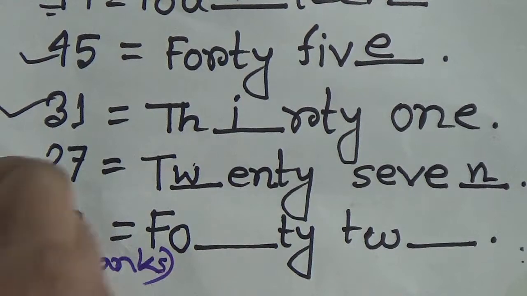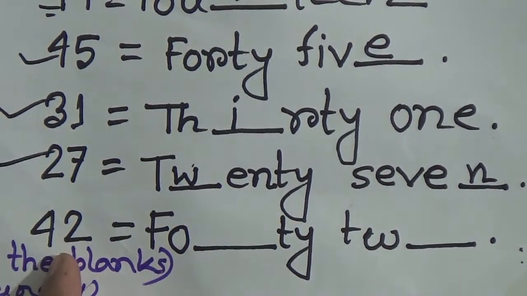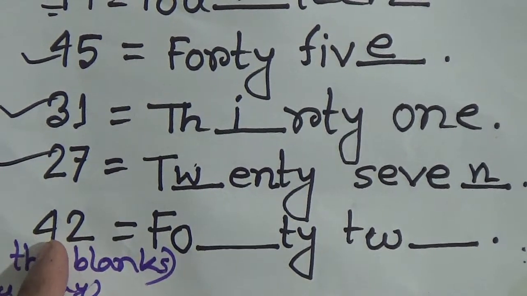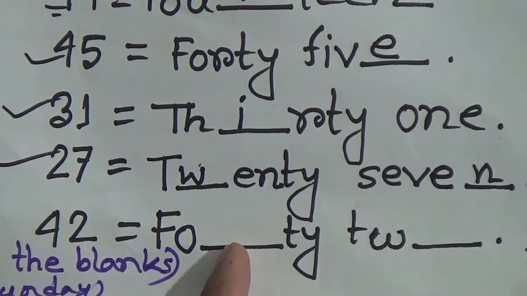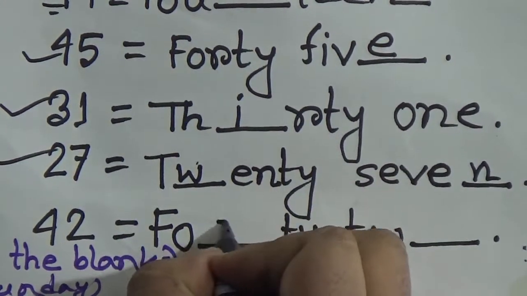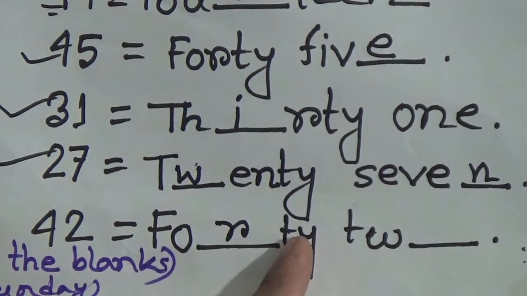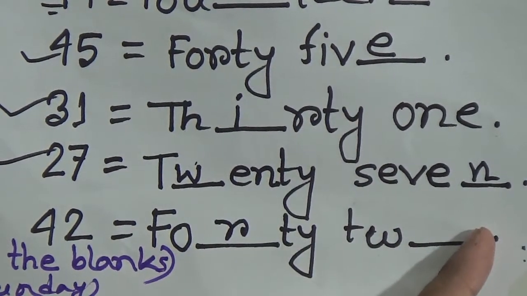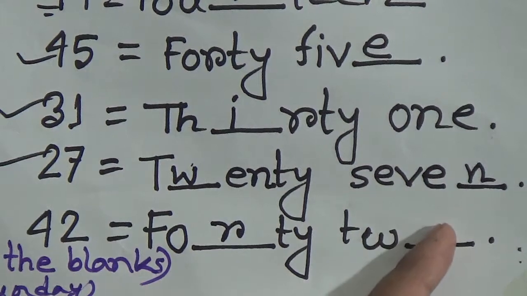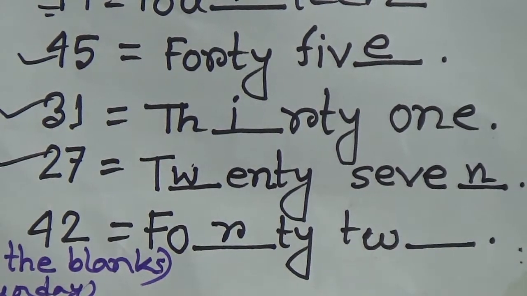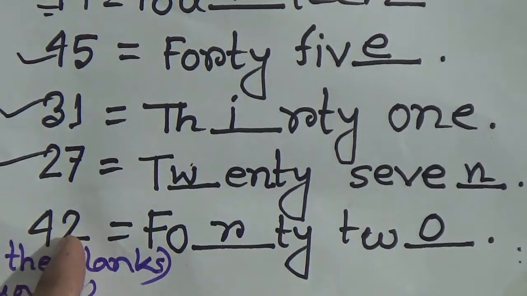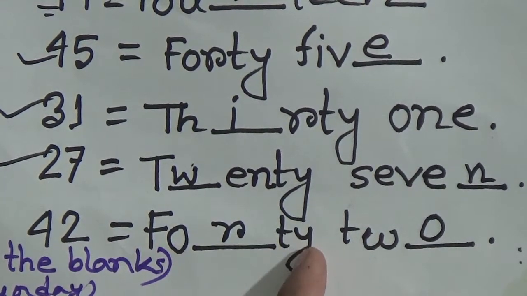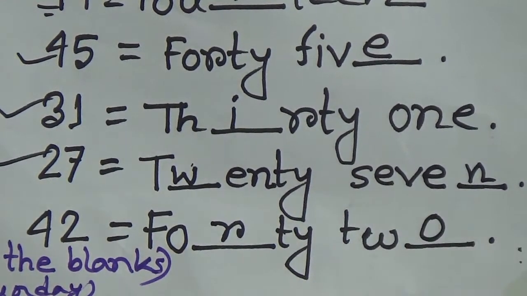And our last one is 42. What is the spelling of 40? 40, F-O-R-T-Y, but here R is absent. So here we write R, 40 and 2, T-W-O, but here O is absent. So we write O in the gap. So the spelling of 42 is F-O-R-T-Y, T-W-O, 2.